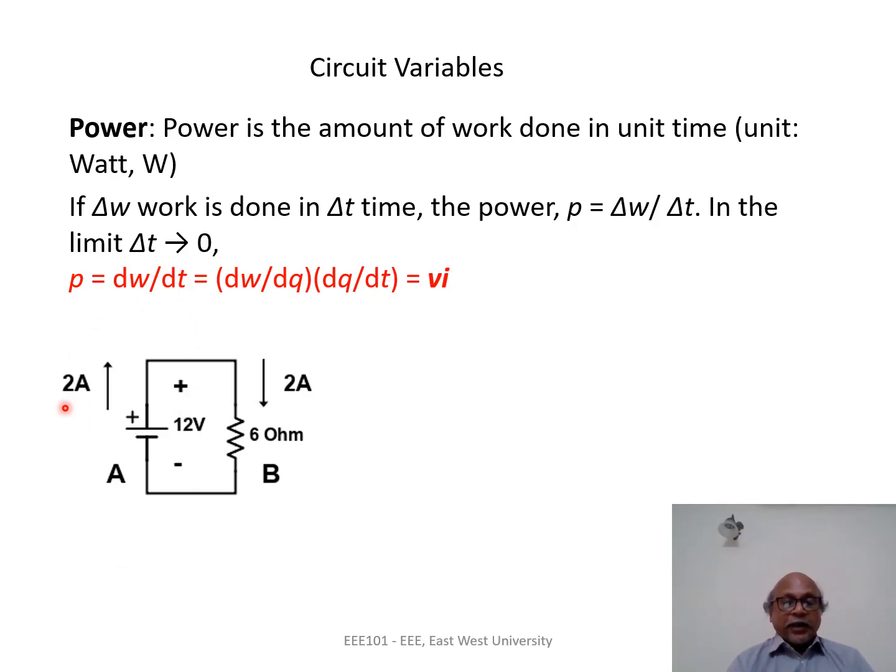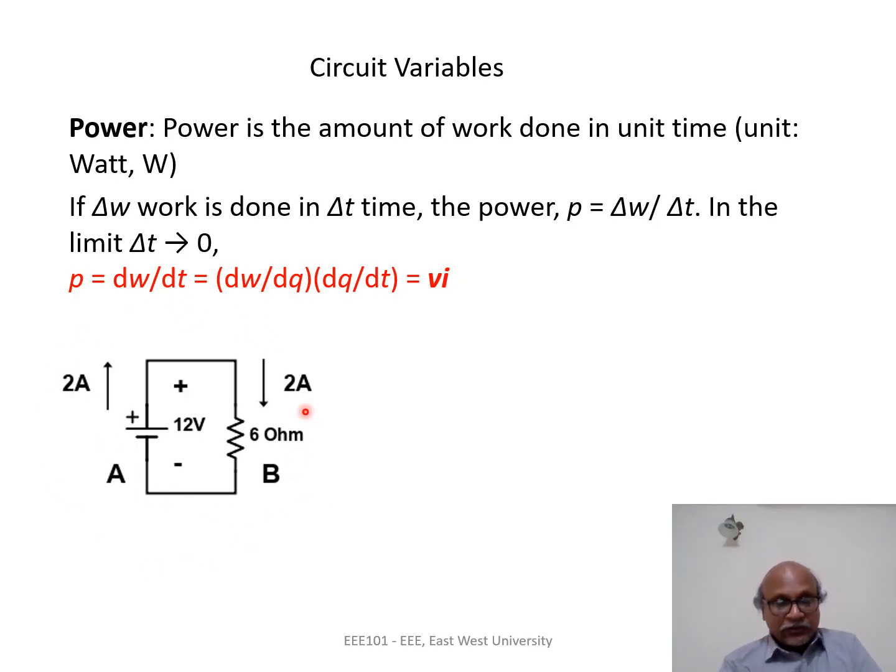Okay, now let's consider a very simple circuit. We have a 12-volt battery which is connected across a 6 ohms resistance. I call the battery circuit element A and the resistance as circuit element B. Using Ohm's law, we can tell that the current through this 6 ohms resistance is 12 volt divided by 6 ohms, which is 2 ampere. And in a resistance, the current flows from plus of the voltage to the minus of the voltage. So current is flowing downward.